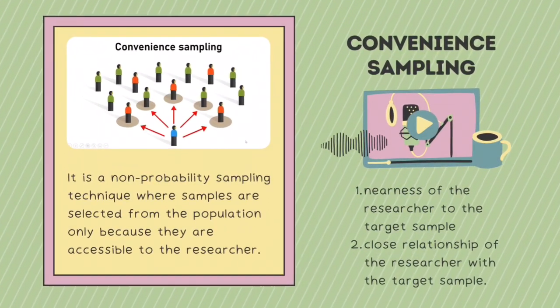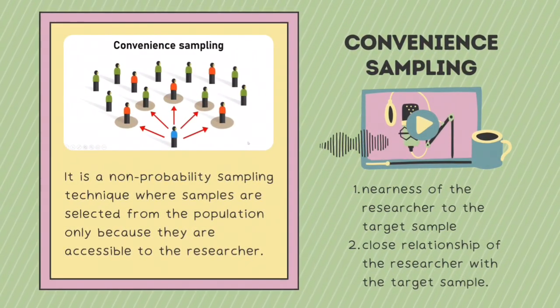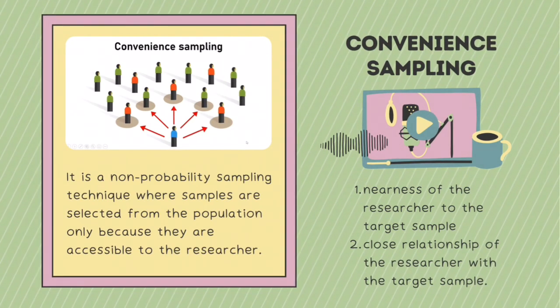Convenience sampling. It is a non-probability sampling technique where samples are selected from the population only because they are accessible to the researcher. Researchers choose these samples just because they are easy to recruit. Researchers use convenience sampling based on factors such as nearness of the researcher to the target sample, and close relationship of the researcher with the target sample. Convenience sampling is known as the most common non-probability sampling method because of its speed, cost-effectiveness, and accessibility of the target samples.